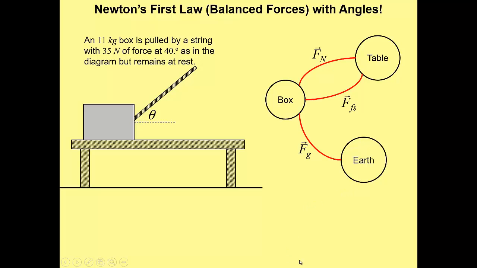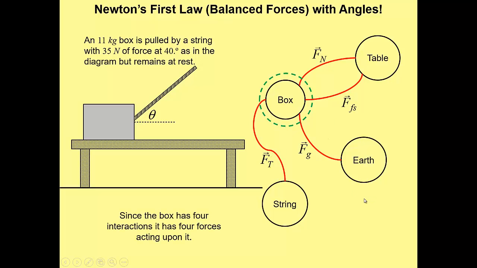There is one other interaction going on. It's interacting with the string, and that would, of course, be through a force of tension. Now, be careful. You aren't actually interacting with the box. You're interacting with the string. So sure, we could put a little circle out here for us and put a connection there, an applied force, but that's not going to affect the box, which is what we're focused on here. So you'll notice that there are 4 interactions, and therefore 4 forces acting upon the box.